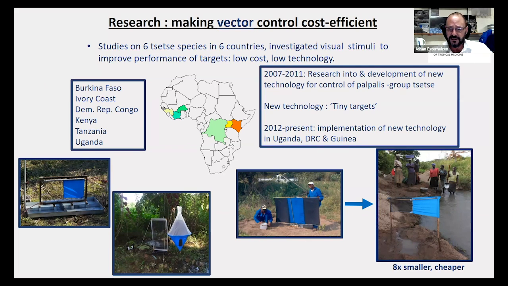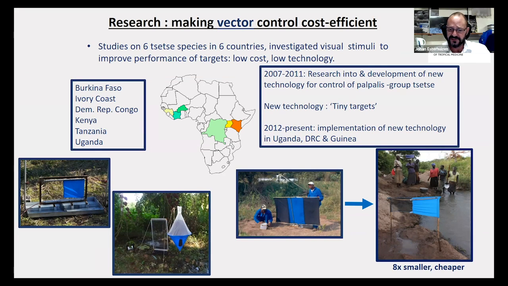If you look at the photographs, the two on the bottom left, this was from 2007 to 2011. We did research and development. Basically what we did was to take the existing target. So again, this one where the two assistants are standing, that target is 1 meter by 1.5 meters. So we took that and tried to investigate how can we make it smaller, more cost efficient, and so on.